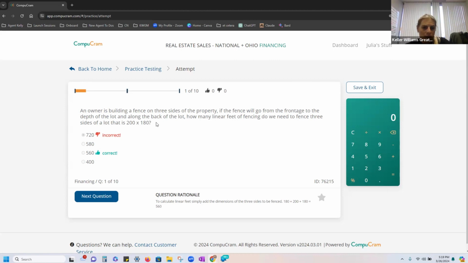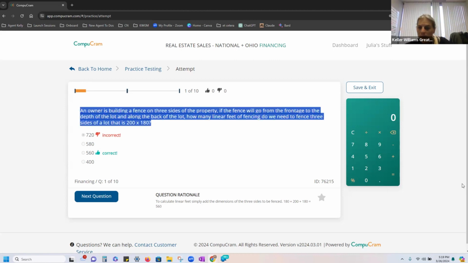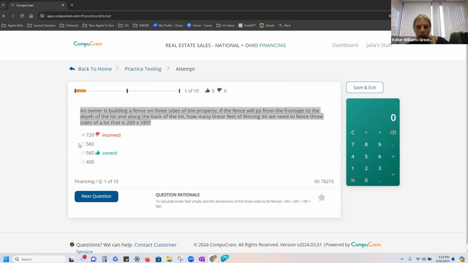That was tricky. I was multiplying. So you would do length times width times height. So it wouldn't be length times width times height. You would add them all like you were doing a perimeter. So you do 180 plus 200 plus 180, then equals the 560.